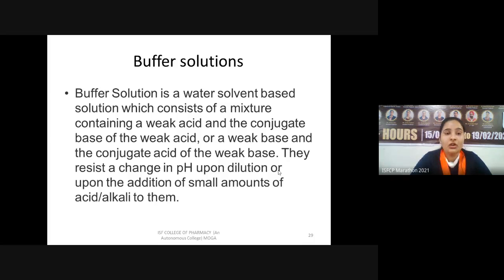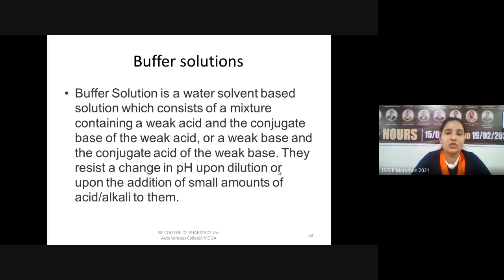Why are they known as buffer solutions? They are those solutions which resist any change in the pH on dilution or on addition of small amounts of acid or alkali. When we add a small amount of acid or alkali to a buffer solution, it does not change its pH. They have the capacity to resist any change in the pH on the addition of small amounts of acid or alkali. So these are the buffer solutions.